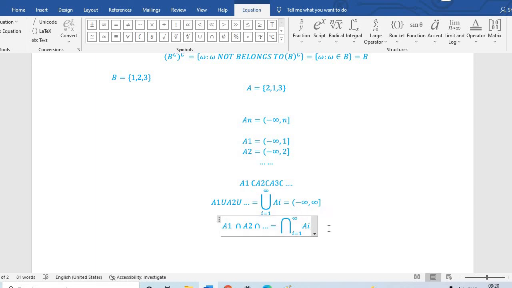So what will be the intersection? What will be the intersection? Minus infinity comma, again എന്താണ് വരിക? 1 ആണ് വരിക അല്ലേ? 1, ശരിയല്ലേ? മൈനസ് ഇൻഫിനിറ്റി ടു 1, മൈനസ് ഇൻഫിനിറ്റി ടു 2, മൈനസ് ഇൻഫിനിറ്റി ടു 3 എക്സെട്ര, അതിൻ്റെയൊക്കെ ഇൻ്റർസെക്ഷൻ എന്ന് പറയുന്നത് മൈനസ് ഇൻഫിനിറ്റി ടു 1 തന്നെയാണ്.